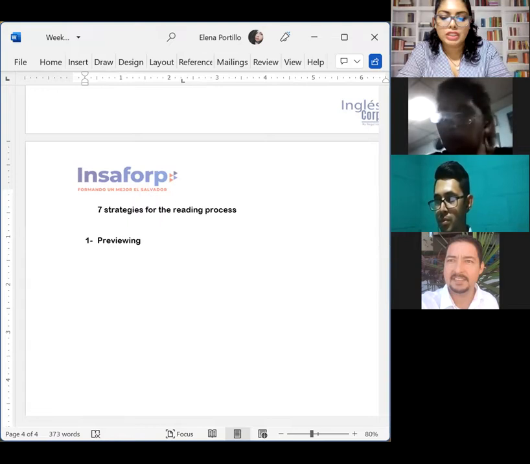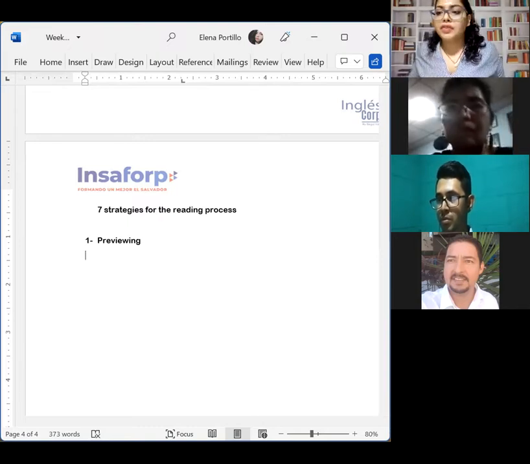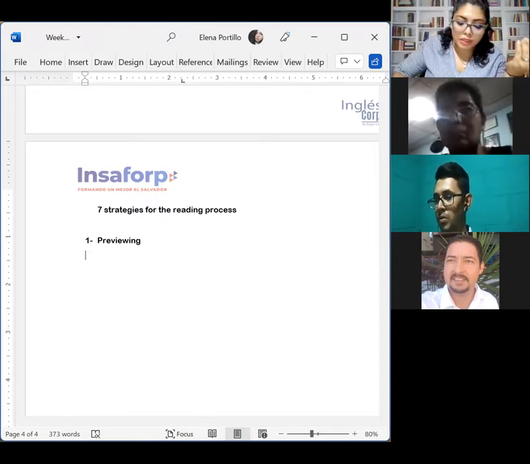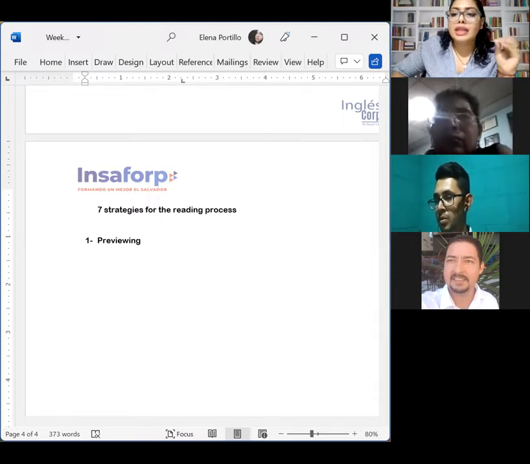It says it is absolutely essential for students to get a sense of what the text is about. The name itself gives some hints about the things that we are going to do with this strategy. The preview. We are going to get to know what the text is about.